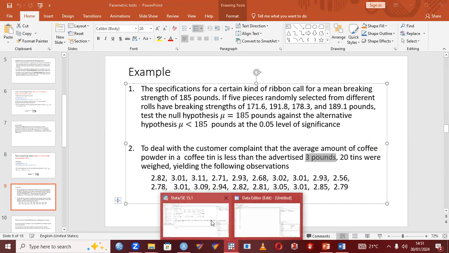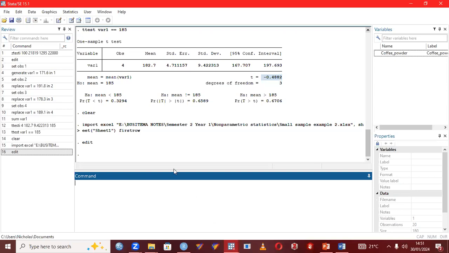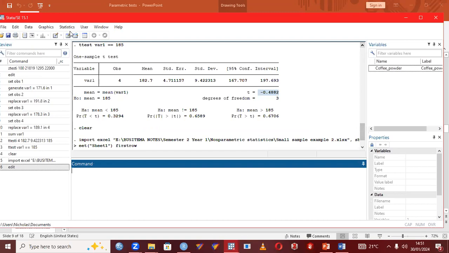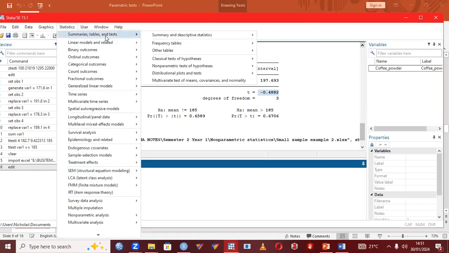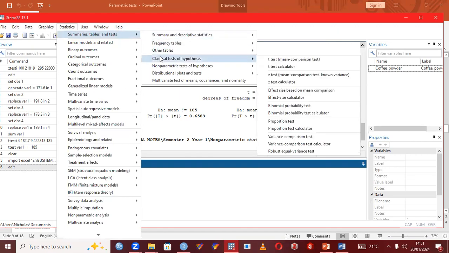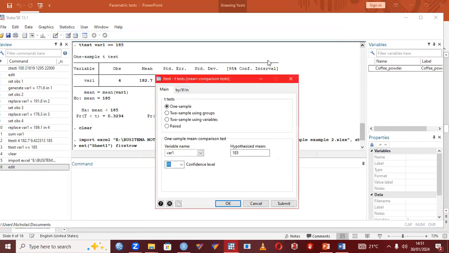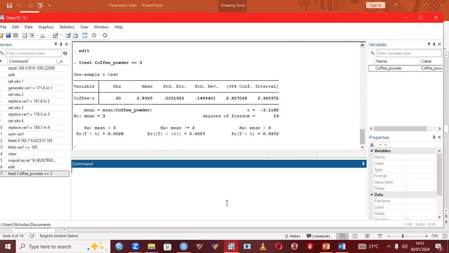If you're using the computer now, we shall do the same as we did. We go to statistics, we go to summary tables and tests, then we come to classical test for hypothesis. Then you come to t-test, mean comparison test. We are still using one sample, and the variable now is coffee powder. The hypothesized value of the mean is 3. Then you run the output.